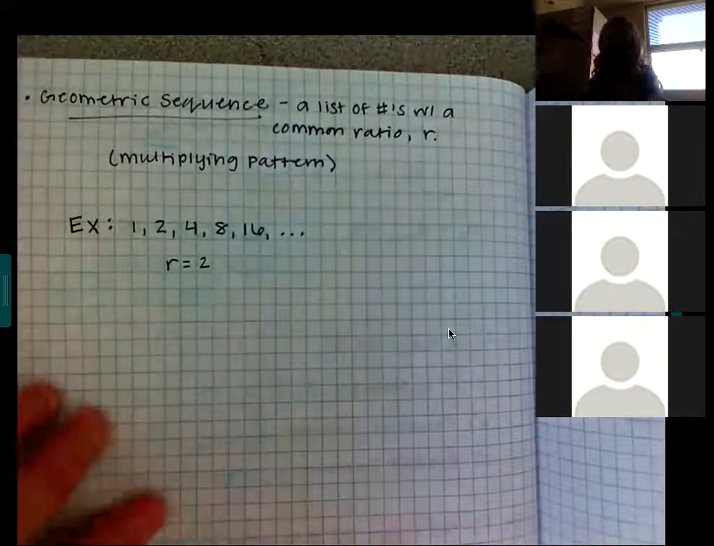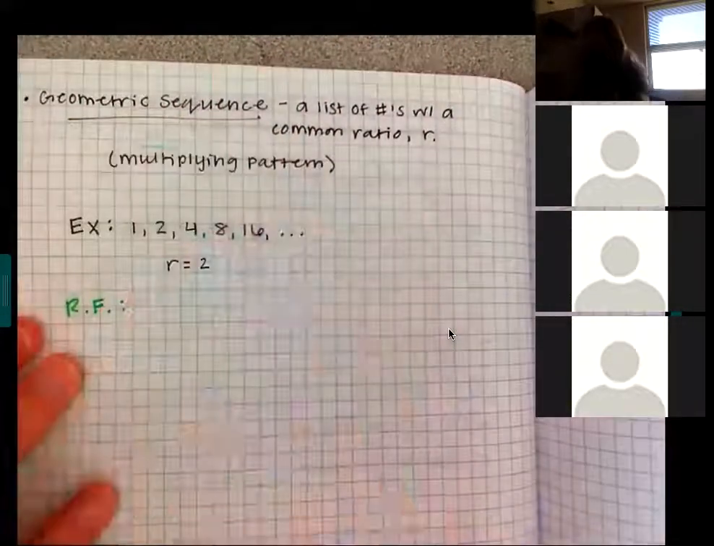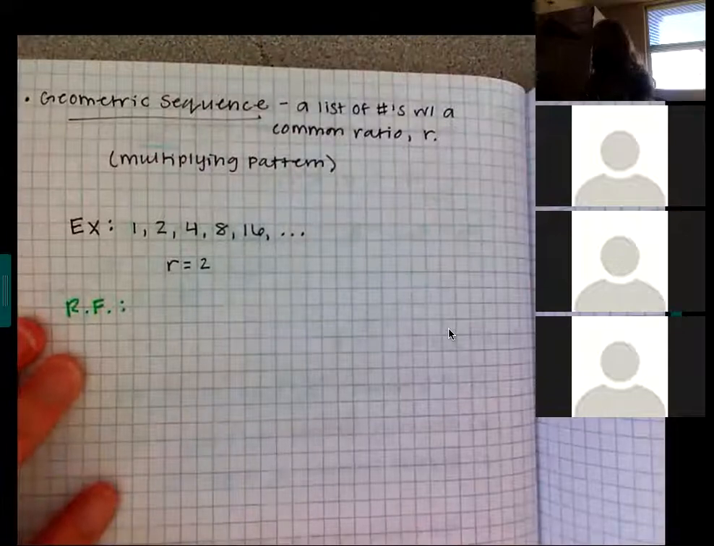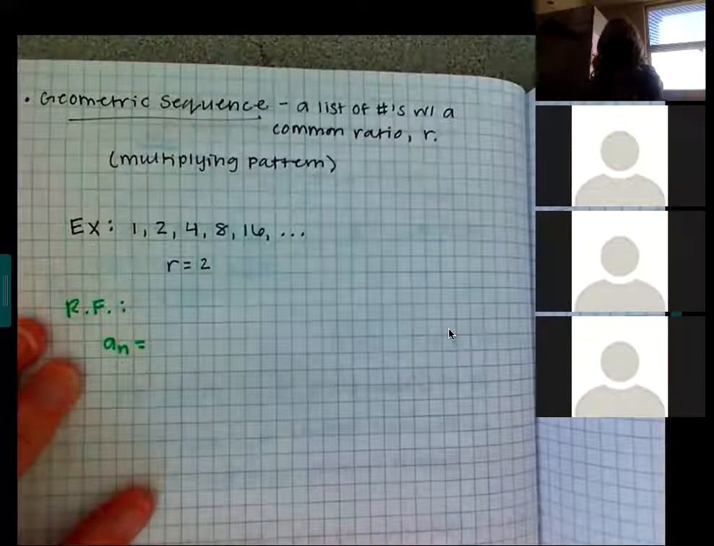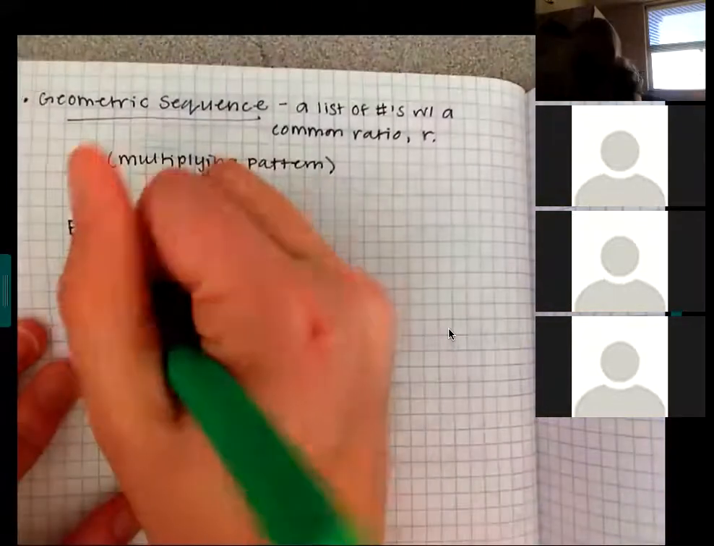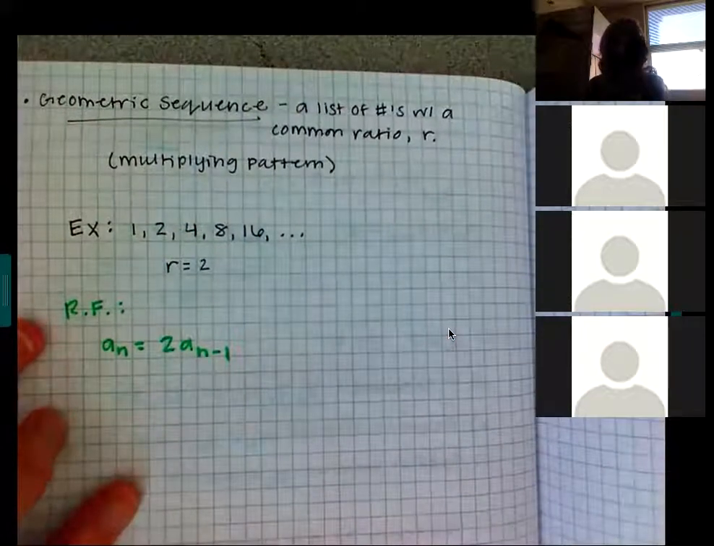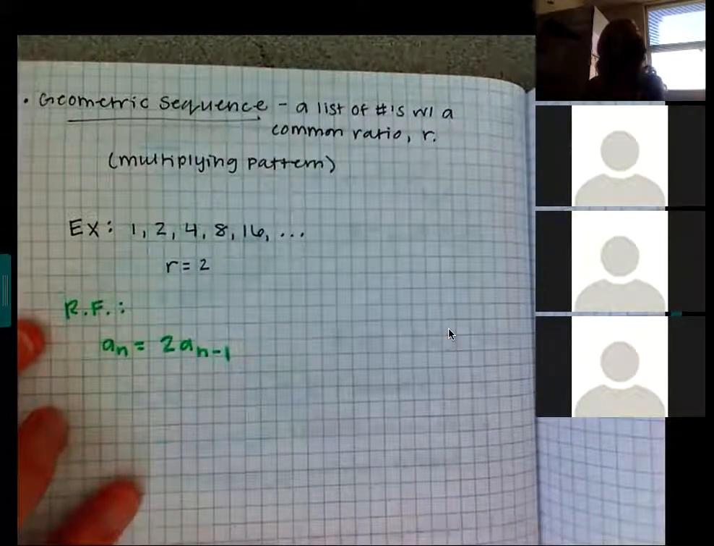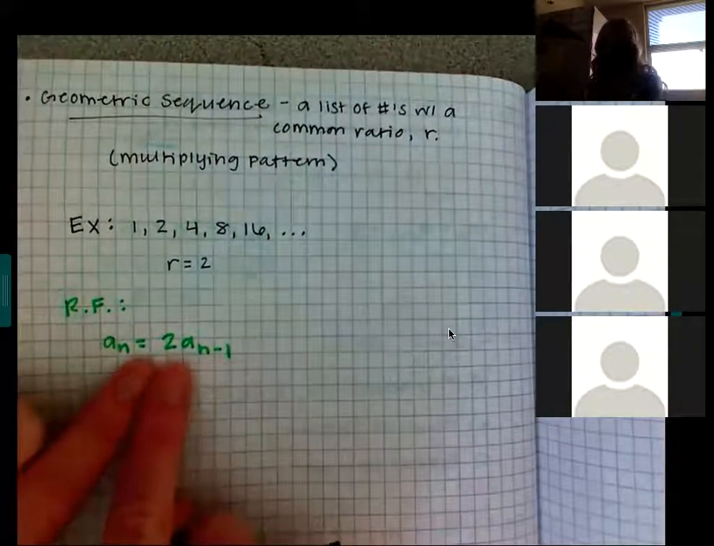So let's see how good y'all are. What could be a recursive formula for this? Okay, no, you're right. He said A sub n equals. I'm taking the term that came before it, and what am I doing to it? Multiplying by 2. So you'll probably see it written just like this: 2 times A sub n minus 1. That would be a recursive formula. Remember, recursive just means whatever came before it, use that, and then use the pattern. So the term that comes before it, A sub n minus 1, I'm just going to multiply by 2.